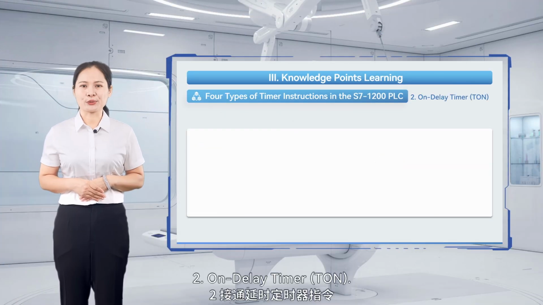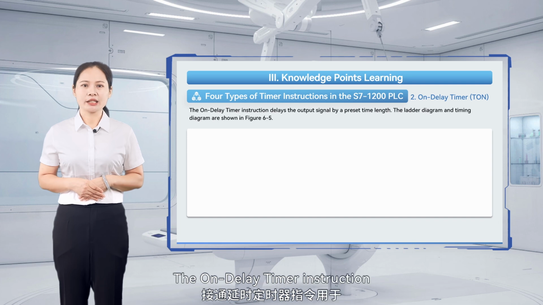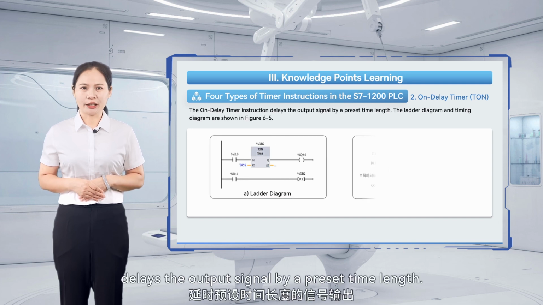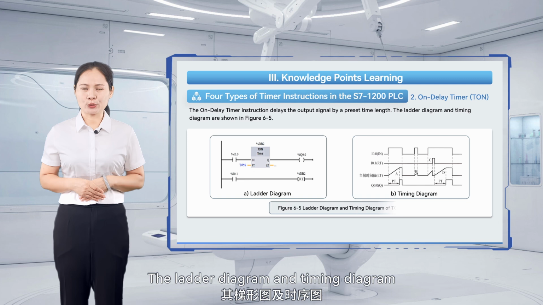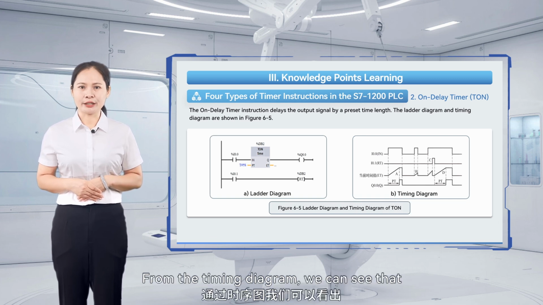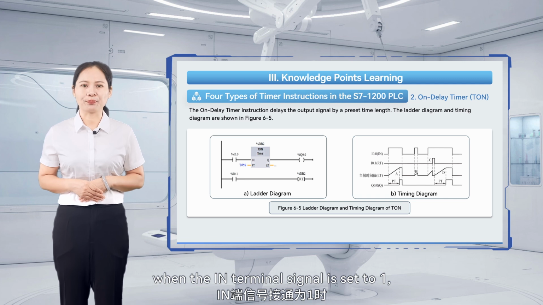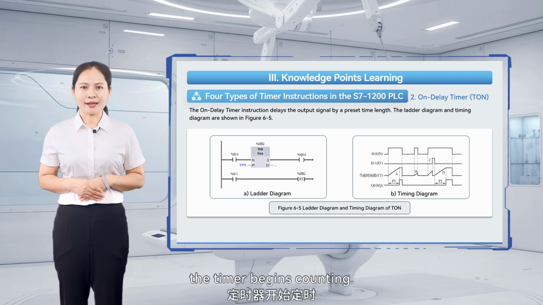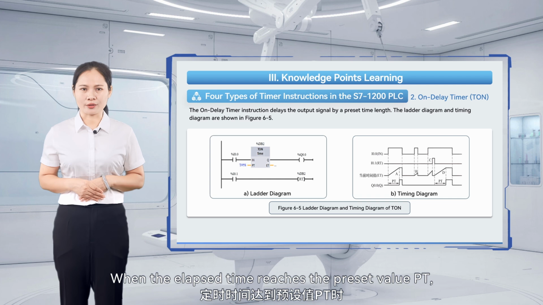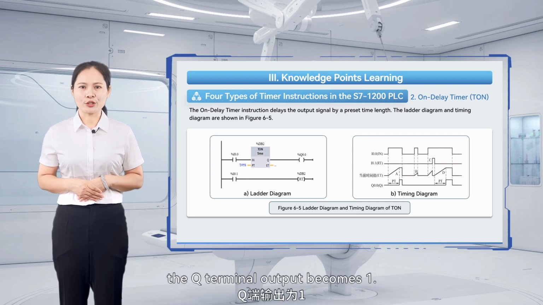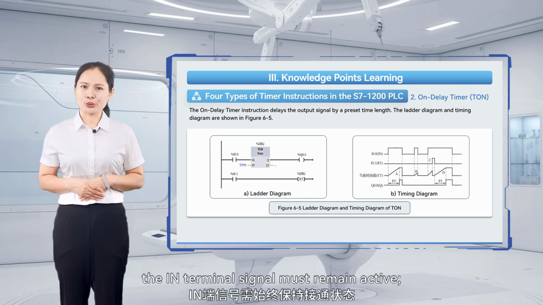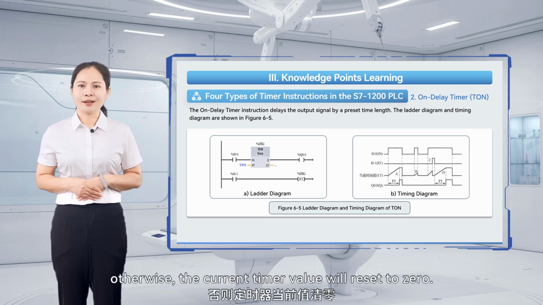2. On-delay timer, TON. The on-delay timer instruction delays the output signal by a preset time length. The ladder diagram and timing diagram are shown below. From the timing diagram, we can see that when the IN terminal signal is set to 1, the timer begins counting. When the elapsed time reaches the preset value PT, the Q terminal output becomes 1. During the timing process, the IN terminal signal must remain active, otherwise, the current timer value will reset to 0.